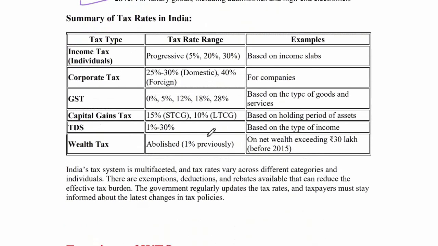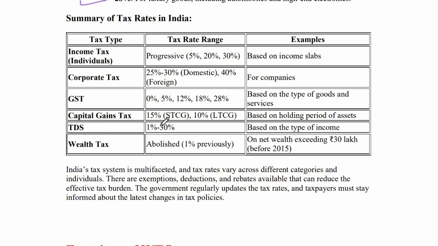Now let's summarize the whole thing. Income tax. It is a progressive tax rate, charging 5%, 10%, 20%, and 30% based on income slabs. Corporate tax is taxed at either 25% or 30% for domestic companies, and even 22% if it goes for the new tax regime, and 40% for foreign companies. GST tax slabs are 0%, 5%, 12%, 18%, and 28%. It is based on the type of goods and services.